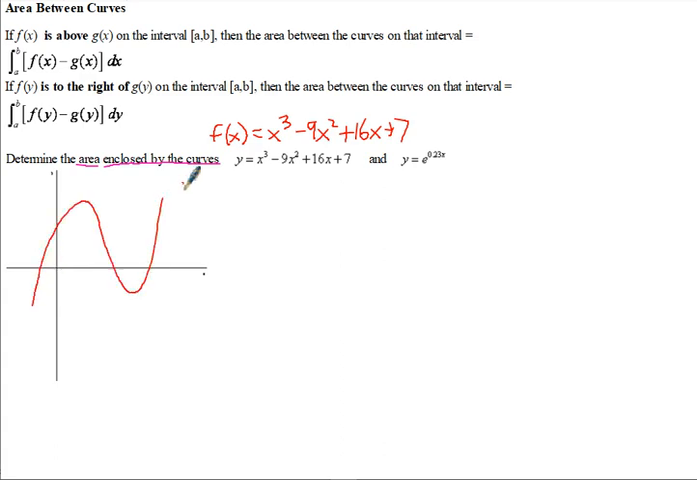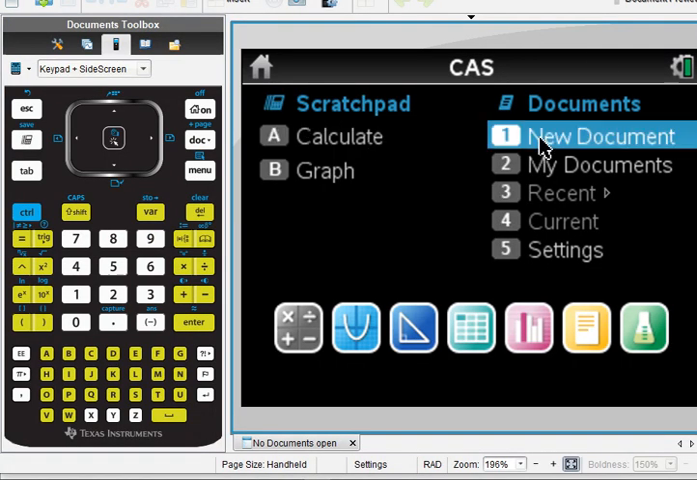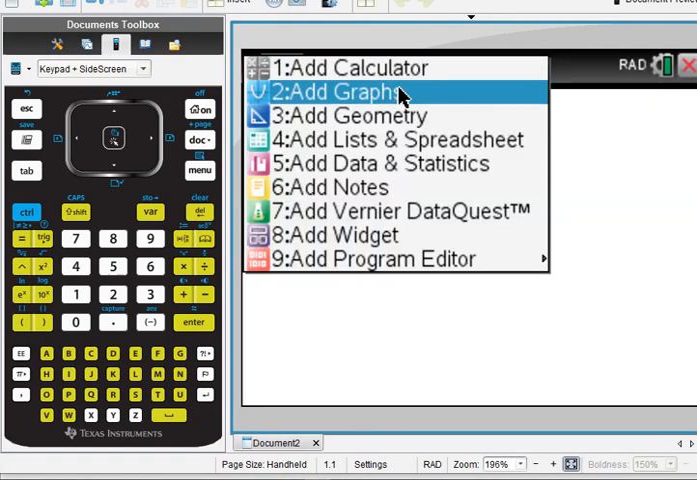Just a rough sketch of it again. And then I'm going to define g of x to be e to the 0.23x. And g of x looks something like that. That way we don't have to write these whole things down over and over again as we are setting up our integrals. All right. And then on the Inspire here, new document, add graphs.